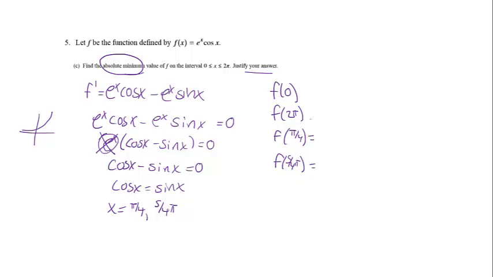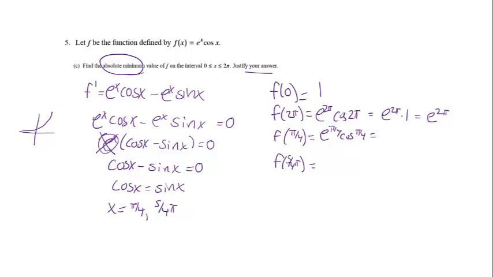And notice we're going back into the original function. So f of 0 we already found was 1. Okay, f of 2 pi, I'm going to get e to the 2 pi cosine 2 pi. e to the 2 pi is just e to the 2 pi, and then the cosine of 2 pi is 1, so this will be e to the 2 pi. All right, f of pi over 4, so we'll have e to the pi over 4 cosine pi over 4.